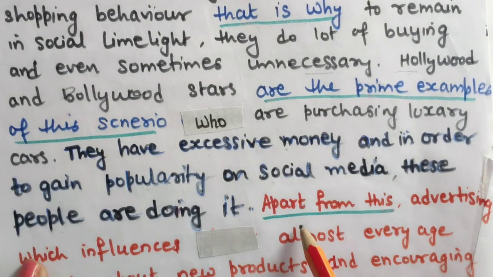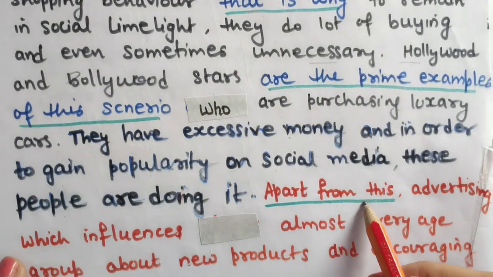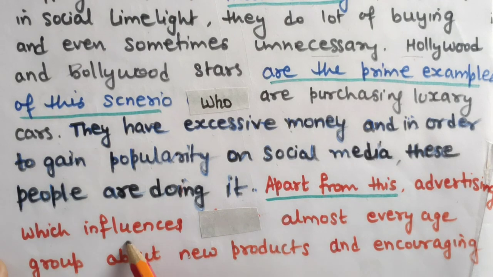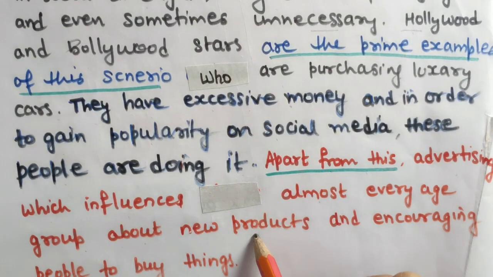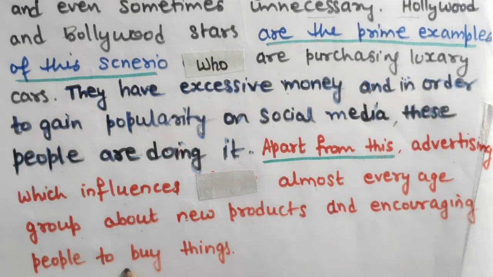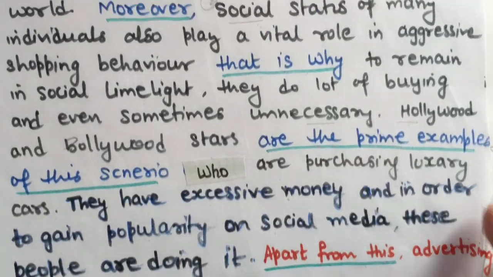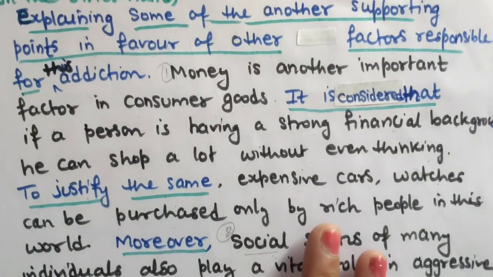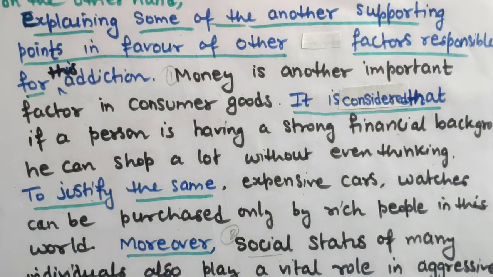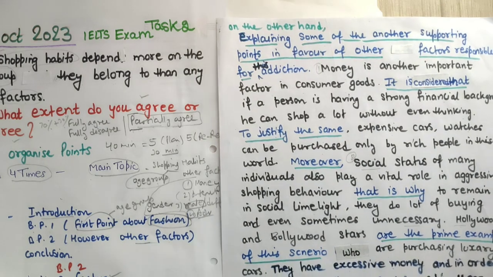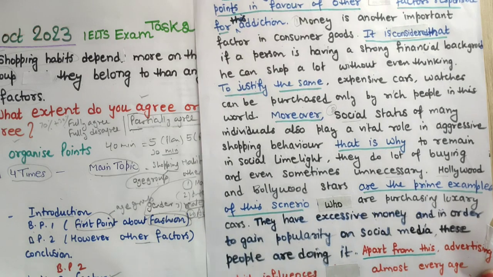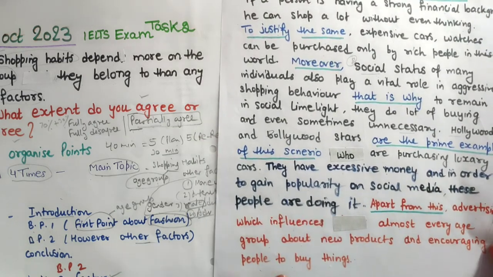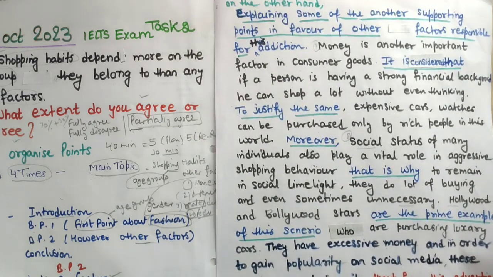Now the next, third point. Apart from this, advertising, which influences almost every age group about new products, encourages people to buy things. I think words were more, that's why I have not explained more about advertisement. See this second paragraph from here, on the other hand, till here, and you can conclude this paragraph also.